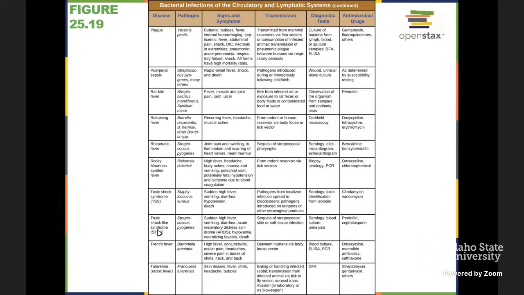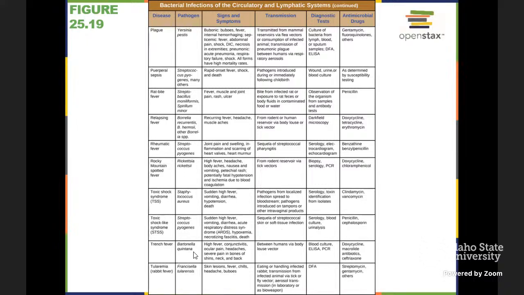This one is different but similar. This is toxic shock like, and this is pyogenes. So another high fever, sudden high fever, vomiting, diarrhea, potentially ARDS or acute respiratory distress, hypoxemia, so you're not getting adequate oxygen, necrotizing fasciitis, all sorts of bad news, and then death. This is another sequela of the strep infection or soft tissue infection.